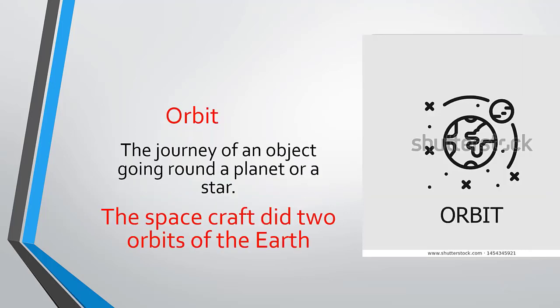The second word, orbit. What's meant by orbit? The journey of an object going around a planet or a star. For example, when I say, the spacecraft did 2 orbits of Earth.